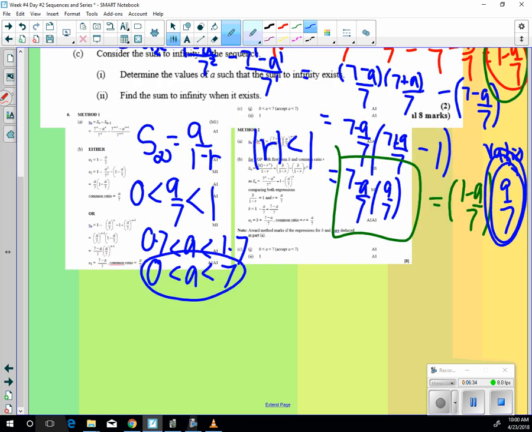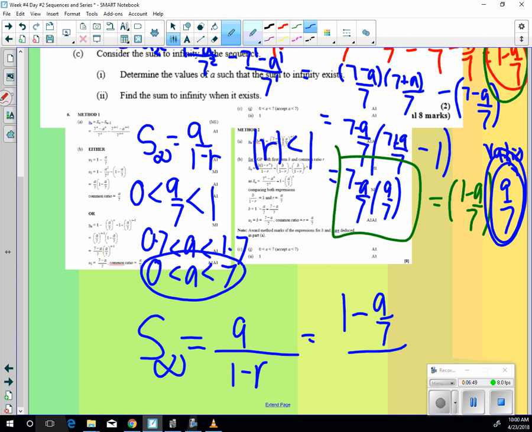And then it says, find the sum to infinity when it exists. This is classic HL, just classic. A over 1 minus r. A was 1 minus a over 7. Over 1 minus r, what's r? A over 7. So what's 1 minus a over 7 over 1 minus a over 7? 1. That's the sum to infinity.